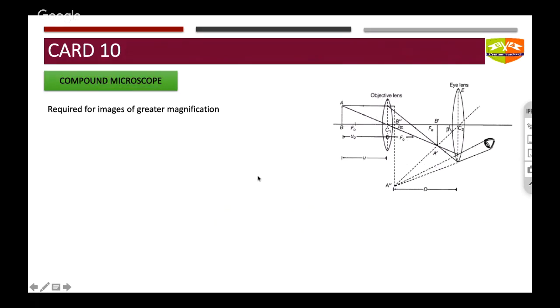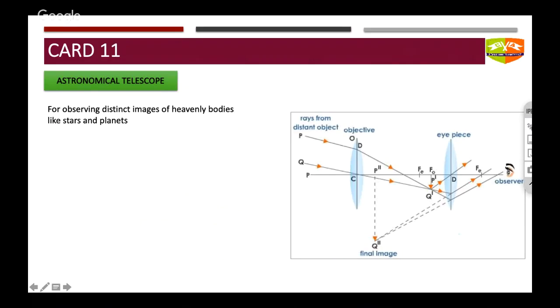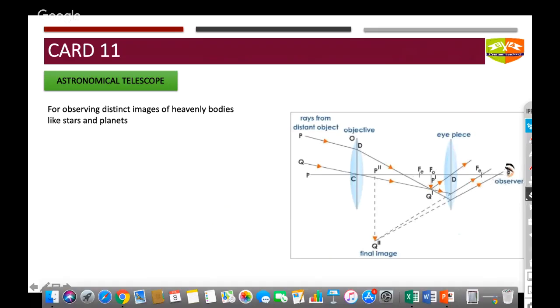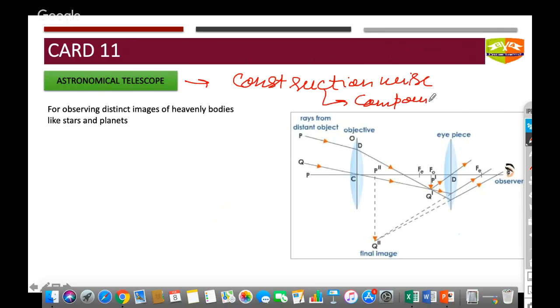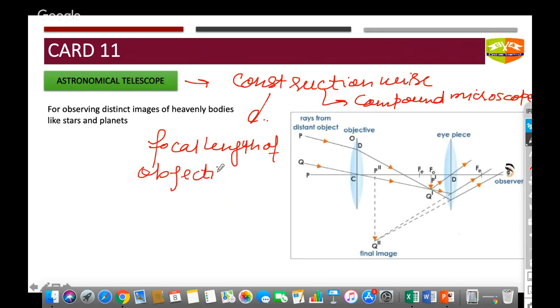Now let me move to the last slide of this class, and this is nothing but your astronomical telescope. So what is astronomical telescope? Construction wise, let me discuss construction of it. Construction wise, it is same as compound microscope, with one difference. And what is that difference? Focal length of objective is greater than focal length of eyepiece.